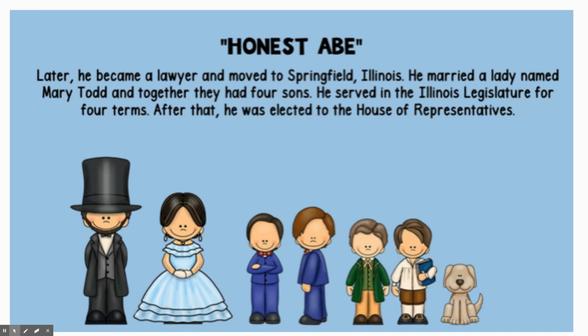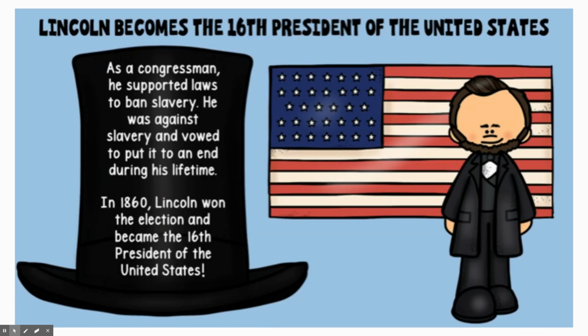Honest Abe. Later, he became a lawyer and moved to Springfield, Illinois. He married a lady named Mary Todd, and together they had 4 sons. He served in the Illinois legislature for 4 terms. After that, he was elected to the House of Representatives.